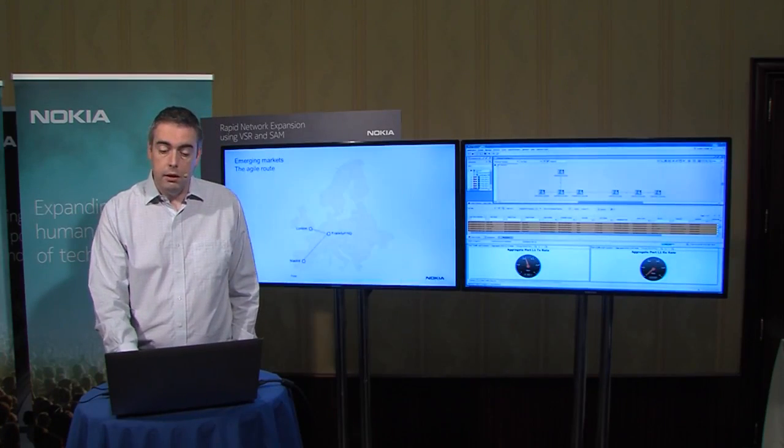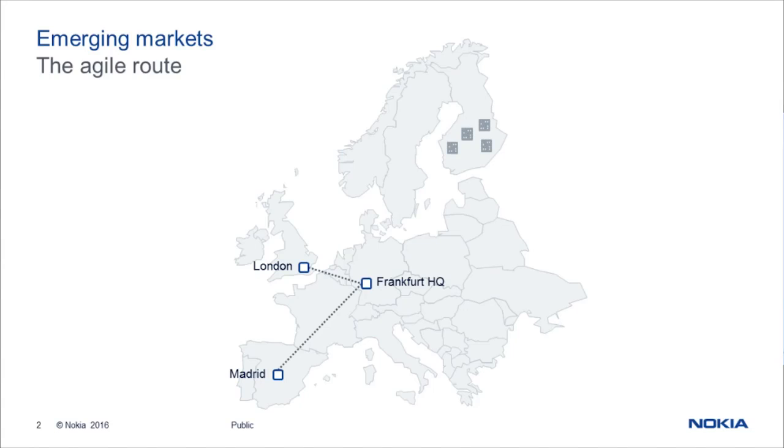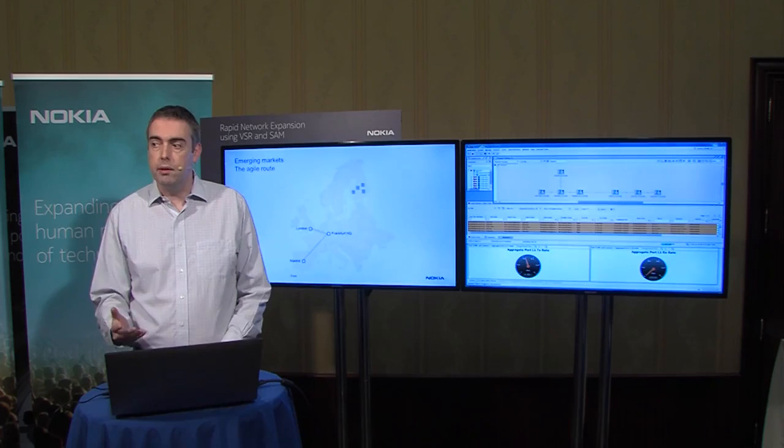So to give you the background we're going to talk about here, the situation is you're a service provider with a European network and you want to expand into a new market. In this case, we're going to expand into Finland. We've seen a market there. Traditionally, you'd do that by ordering a router, getting it shipped to site, installing it in the location, and deploying services onto it.